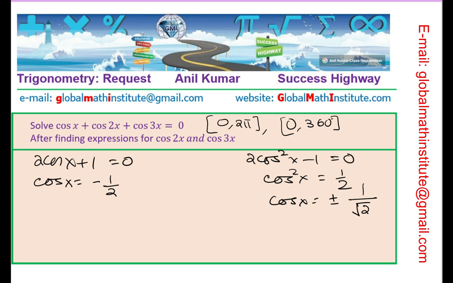So the two triangles which you definitely need here is 30, 60, 90, right? So if this is 60 degrees, this is half, right, cos x. And if it is 45 degrees, you get square root 2.